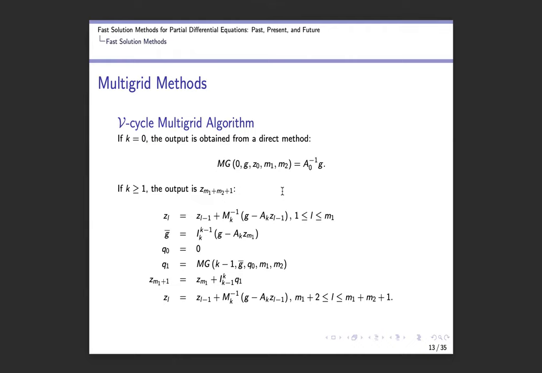So here is an example of a multigrid algorithm. This is the most famous one, the V-cycle multigrid algorithm. In this procedure, this is the current level, this is the right-hand side, this is the initial guess, and these are the number of pre-smoothing and post-smoothing steps. For the coarsest grid, we just use a direct method, since the problem size is not that large. And for levels greater than or equal to 1, we apply this recursive procedure. The first step is pre-smoothing, then we apply the coarse grid correction recursively, and then post-smoothing. So that's the outline of the V-cycle multigrid algorithm.